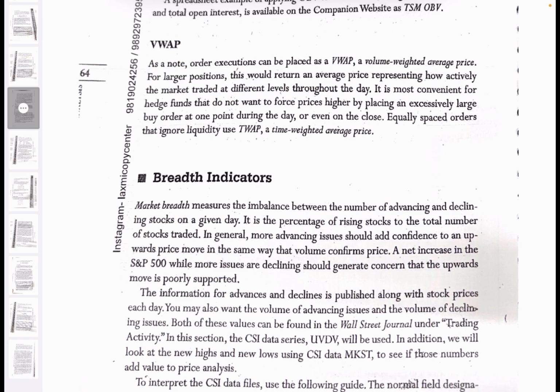Okay. So equally spaced orders that ignore liquidity use TWAP. Whenever you're having equally spaced orders which basically ignore liquidity, in that case you won't use VWAP, you will use TWAP. Here instead of volume, you use the time.